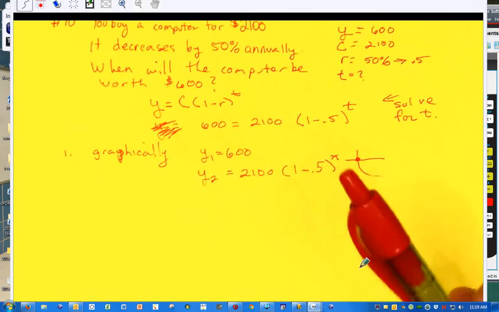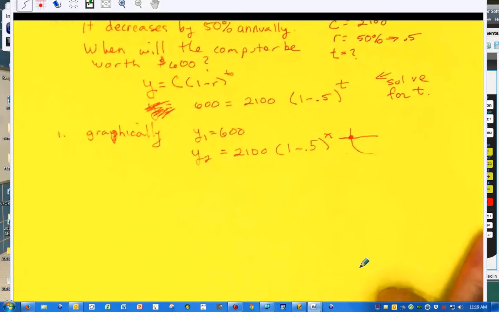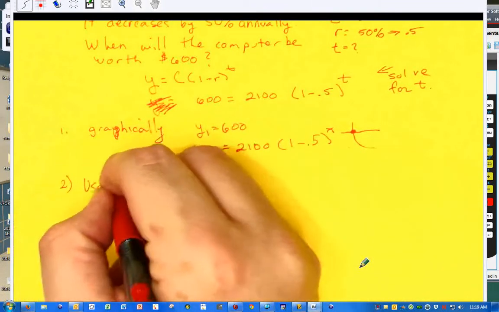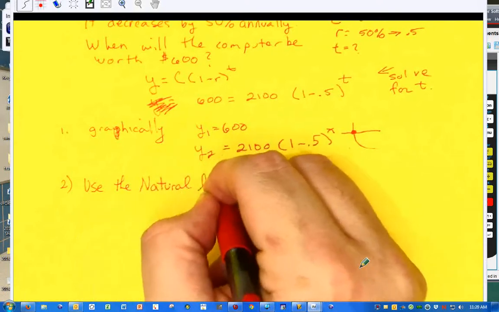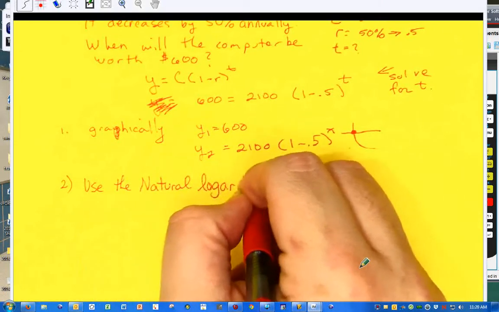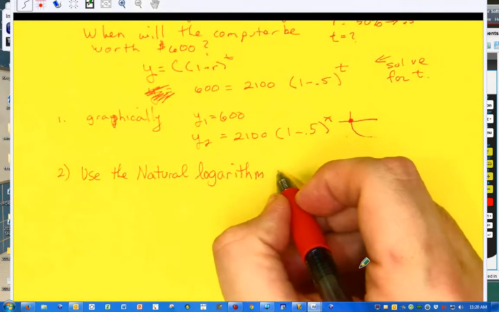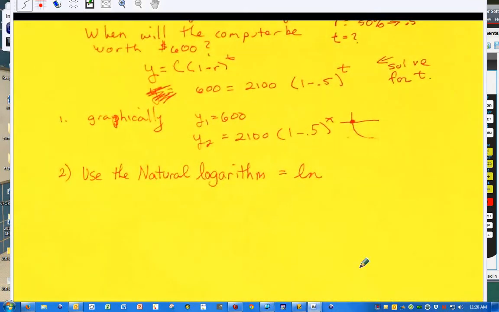But what we're going to do here is something brand new for you. Totally brand new. We're going to use the natural log, which is the ln. So if you ever wondered what the ln key on your calculator was, this is part of what it's used for. There's more to it. There's a lot more to it. That's pre-calculus type stuff when you start to learn about the natural log.